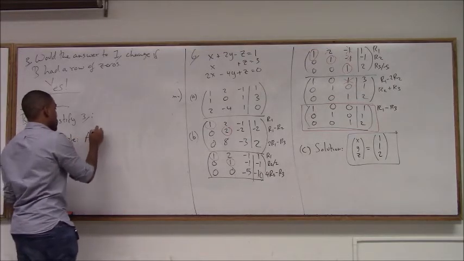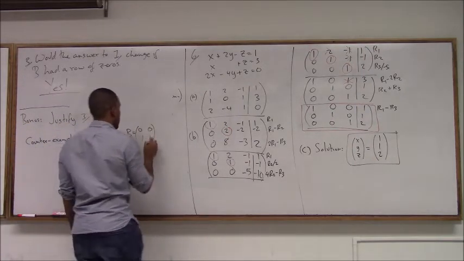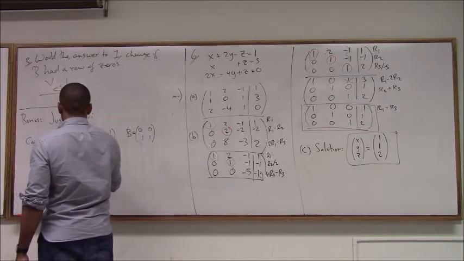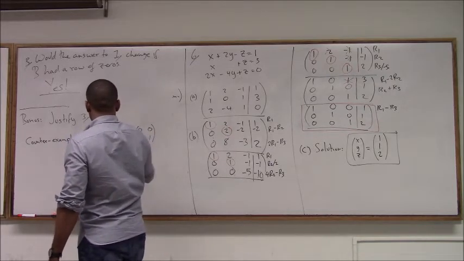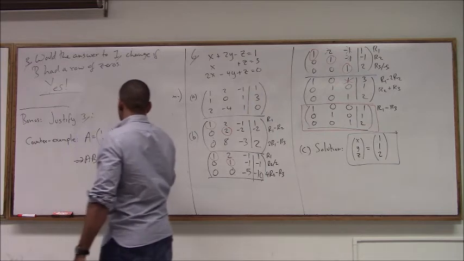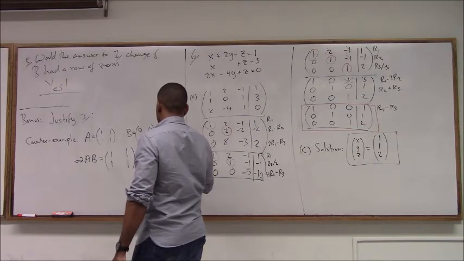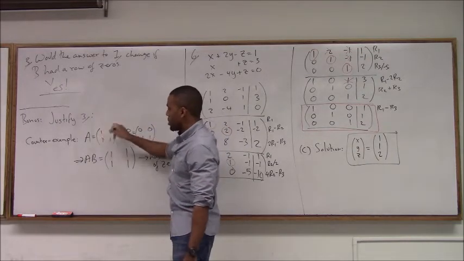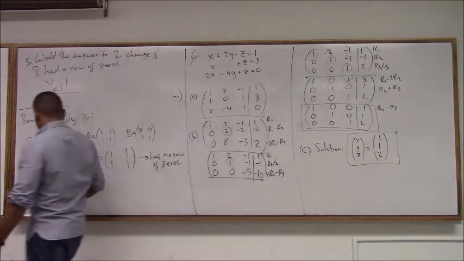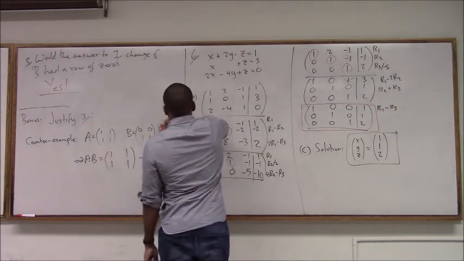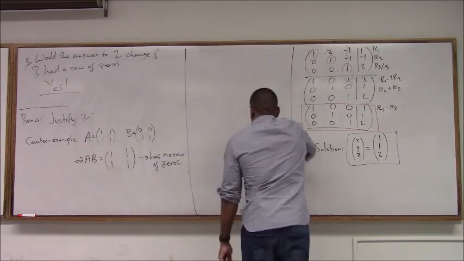So if I set A, for example, to be [1, 1; 1, 1], and B to be [0, 0; 1, 1], then my AB would be what? This times that, which is 1, this times that, which is 1, this times that, which is 1, this times that, which is 1. So this has no row of zeros. There are multitudes of examples you can use here. There's an infinite number of examples, but I would just use a 2 by 2. What about the other one? The other bonus talks about a transpose, I think.